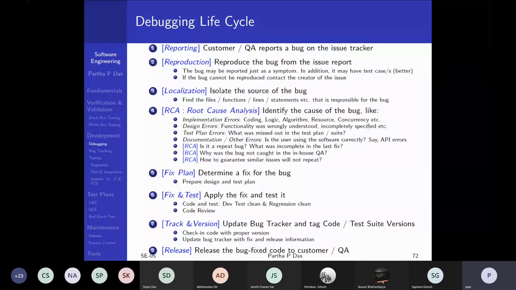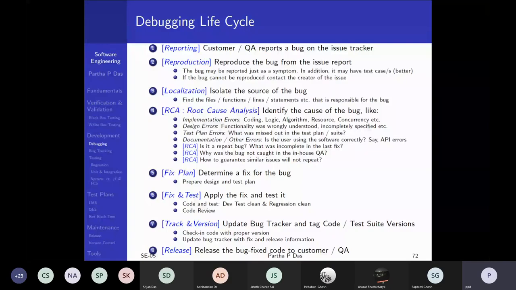It could be at a higher level, it could be a design error, that a functionality was wrongly understood, incompletely specified. It could be a test plan error, that what was missed out in the test plan. Because if the customer found this, the question certainly is you should have found it. So it could be a test plan error, that the wrong things were tested. It could be a documentation error also.